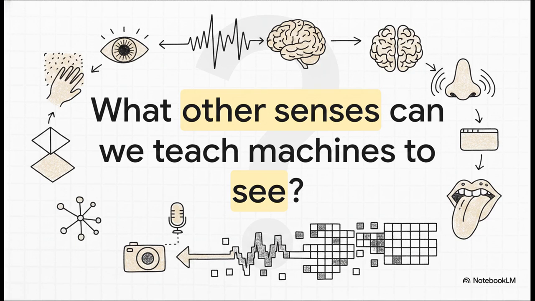So we've just seen how researchers tricked a visual brain into mastering sound by simply changing the representation of the data. It's a really powerful reminder that sometimes the absolute best way to solve a hard problem isn't to build a new tool, but to look at the data through a completely different lens. Which leaves us with a thrilling question for the future of artificial intelligence. If we can teach vision AI to master sound with perfect accuracy, what other senses can we teach machines to see?